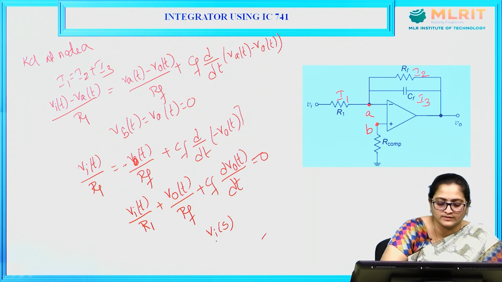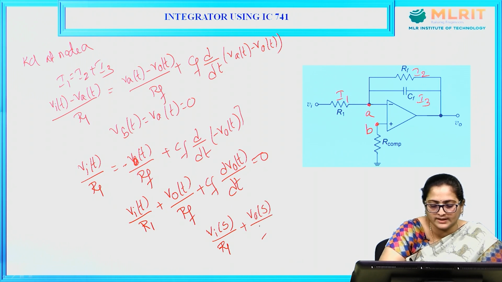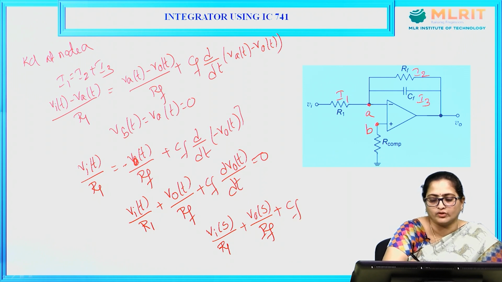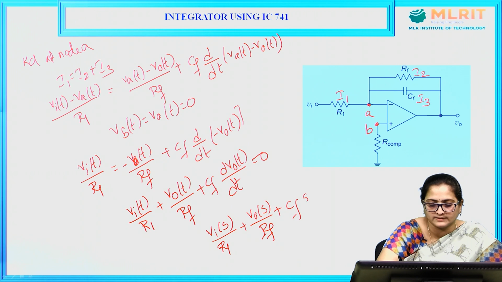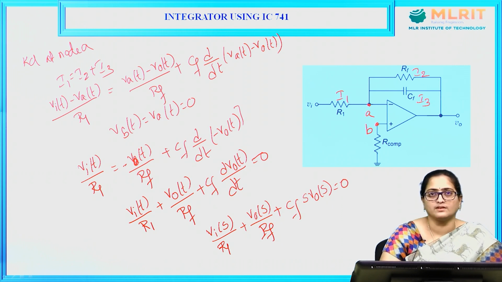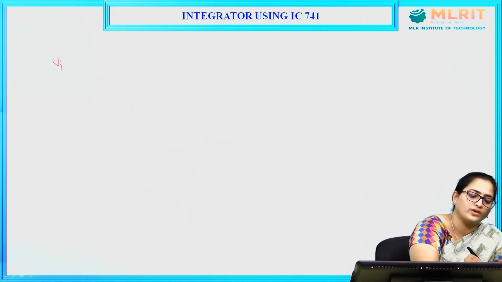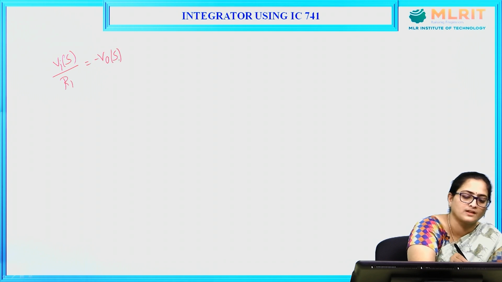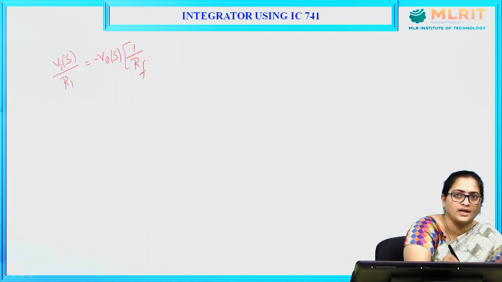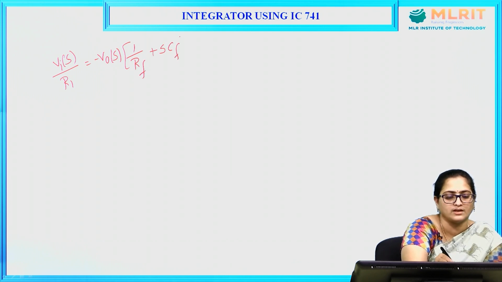You can write Vi(s)/R1 + Vo(s)/RF + CF d/dt of Vo(t), which is s·Vo(s), equals 0. So by transferring Vo(s) to the RHS and Vi(s) to the LHS, you can write Vi(s)/R1 = -Vo(s)(1/RF + s·CF).